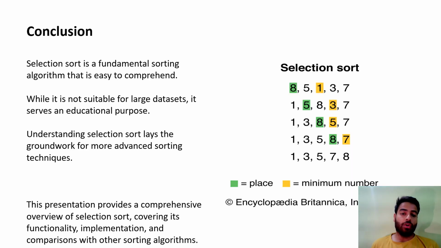Conclusion: selection sort is a fundamental sorting algorithm that is easy to implement. While it is not suitable for large data sets, it serves an educational purpose. Understanding selection sort lays the groundwork for more advanced sorting techniques.